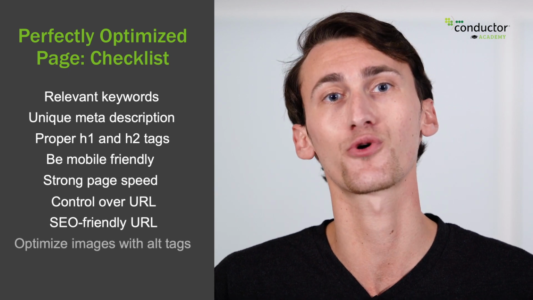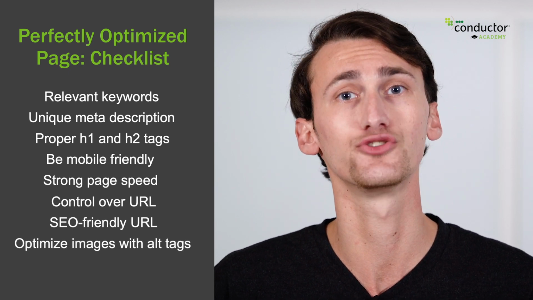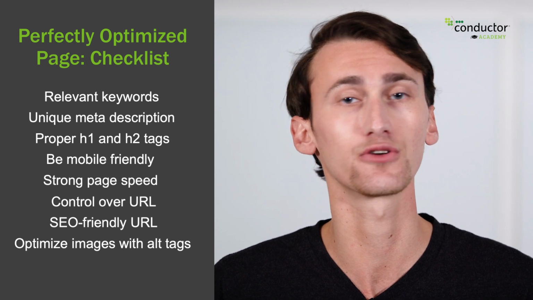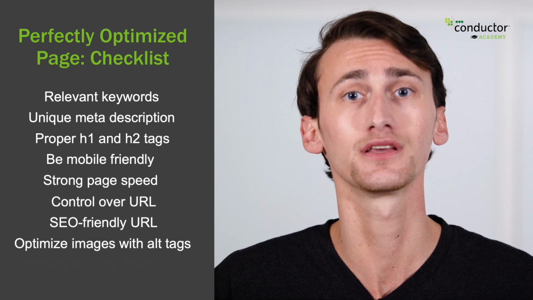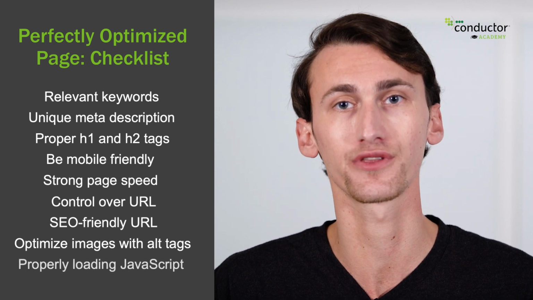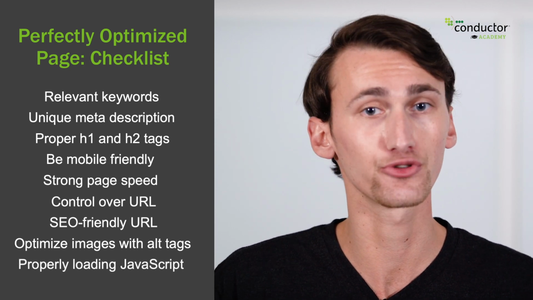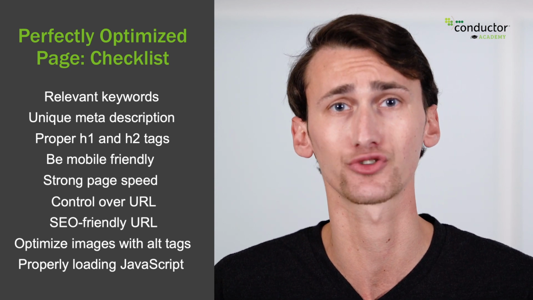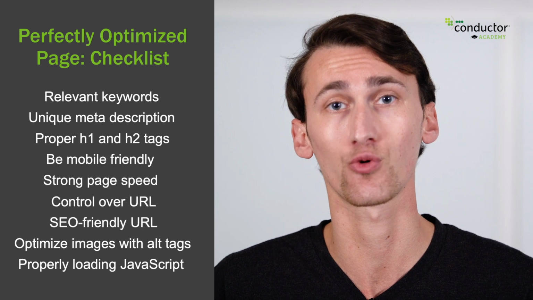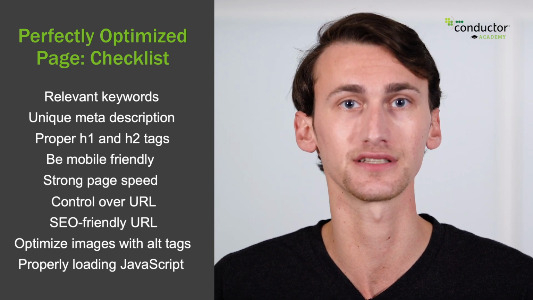Additionally, images are really important to optimize. One way to do this is using alt tags. This is important because now Google can actually understand what this image says. Additionally, JavaScript has become super important within SEO and developers are using it like crazy. However, sometimes it's a little hard for Google to see this JavaScript. That's why we need to make sure it renders or loads properly so the user can easily see it.